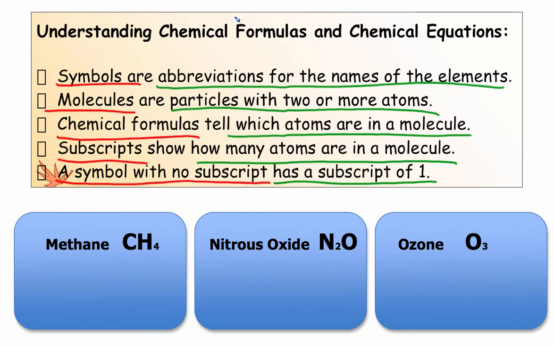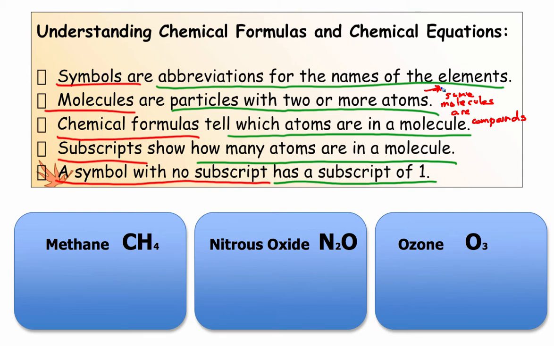So we might just make a note here: some molecules are compounds. And then chemical formulas tell which atoms come together to make up a molecule. Subscripts are the little numbers that show how many atoms are in a molecule. And a symbol with no subscript, we will try to remember, always has a subscript of 1.